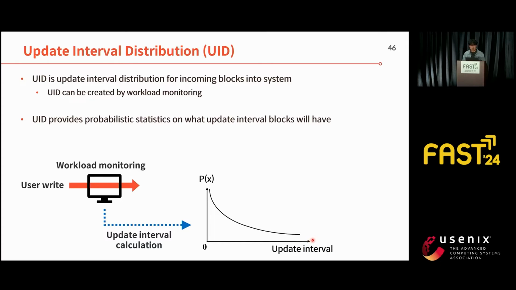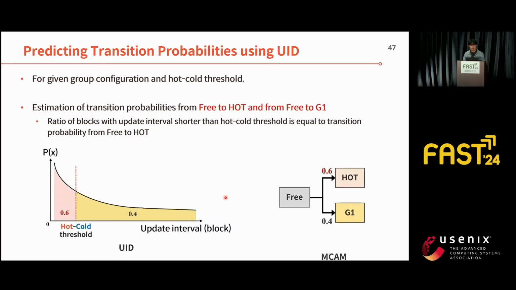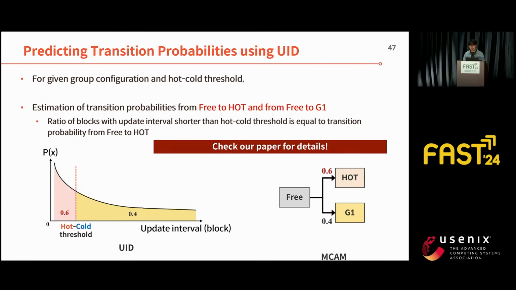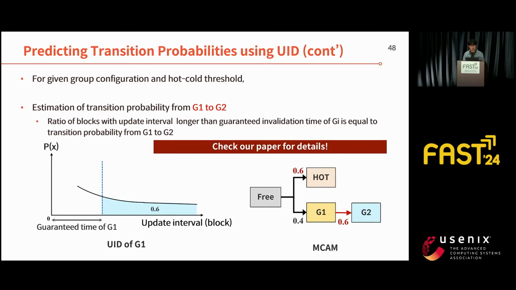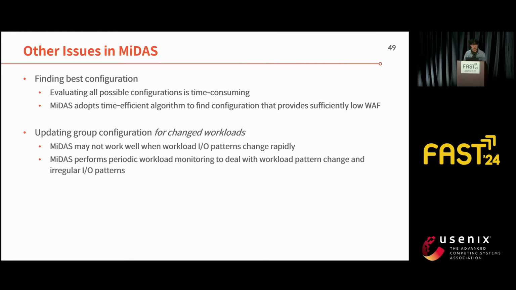The x-axis of this UID means the update interval, and the y-axis means the probability that a block has a certain update interval. I want to explain how to estimate the transition probability using UID, but due to the time limit, please check our paper for how to estimate them between those groups and the subsequent group. So using MCAM and UID, MiDAS can predict the WAF for a given hot/cold threshold and group configuration.